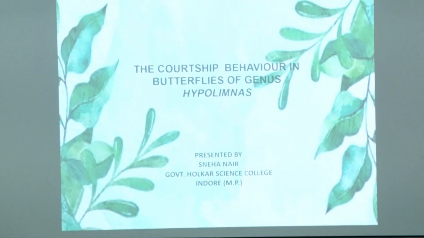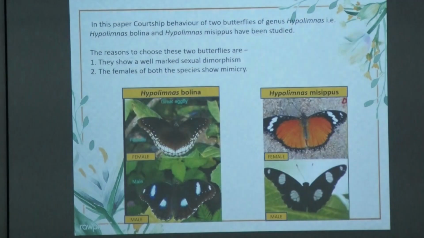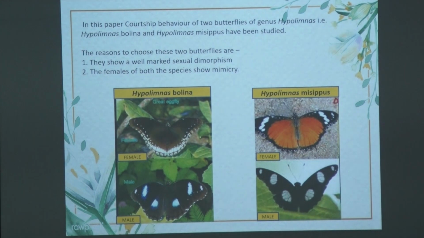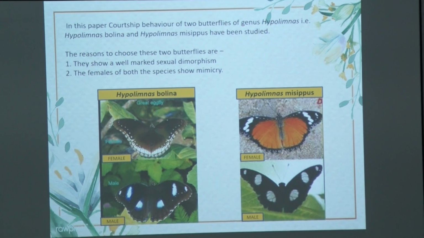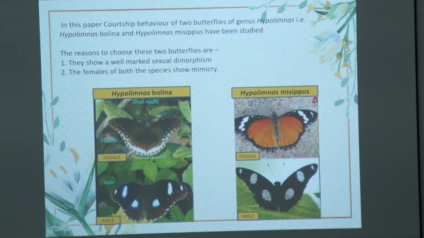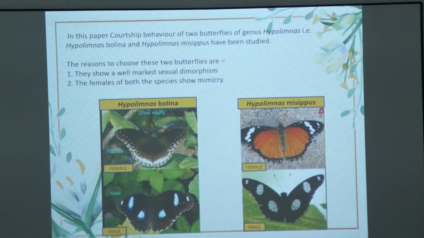The topic of my research is... my name is Neha Nair and I am a PhD scholar working on the diversity of butterflies in selected areas of Indore and mating strategies of Hypolimnas bolina. And today I am going to present this topic of courtship behavior in butterflies of genus Hypolimnas. So sir, in this paper I have studied the mating strategies of Hypolimnas bolina, and here I have selected two butterflies, that is Hypolimnas bolina and Hypolimnas mysticus. They both belong to genus Hypolimnas.